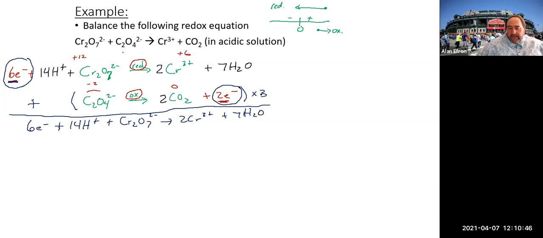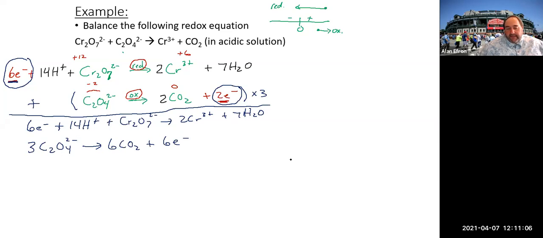The important part is not just the electrons, but we want to multiply everybody in the equation by it. So multiplying that 3 all the way across gives us 3 of our C2O4 2 minuses, gives us 6 of the CO2 plus 6 electrons.